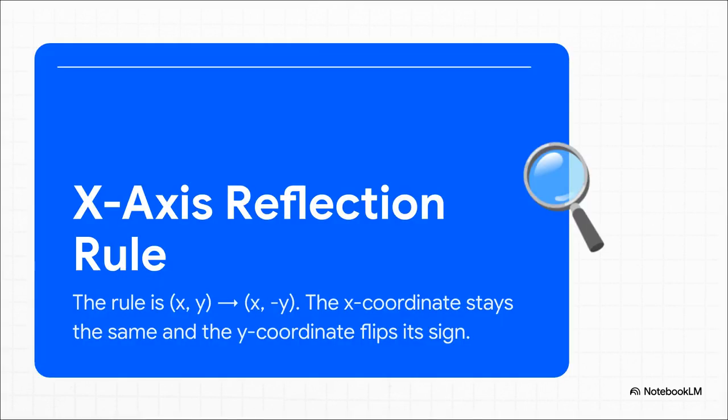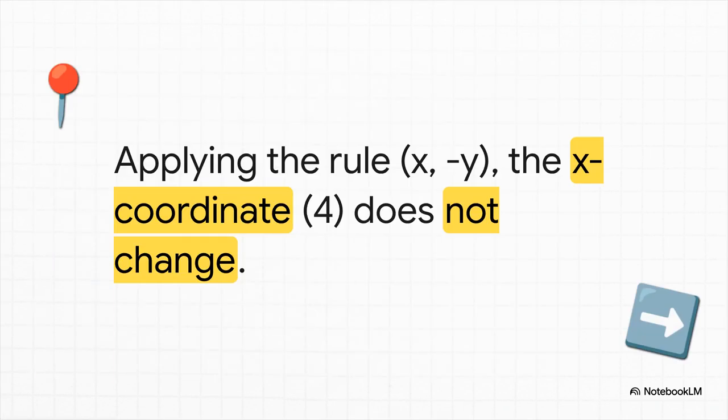And this, right here, is the secret. It's a simple but really powerful rule. When you reflect across the x-axis, the original point (x, y) just becomes (x, -y). What does that mean? The x value stays exactly the same, and the y value just flips its sign. That's it. So, let's apply that rule to our point, (4, 7).